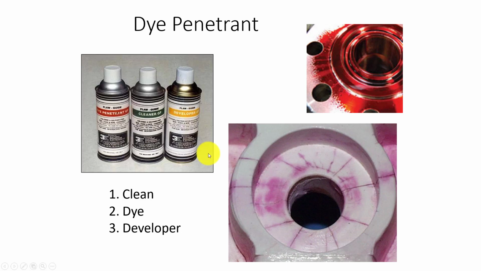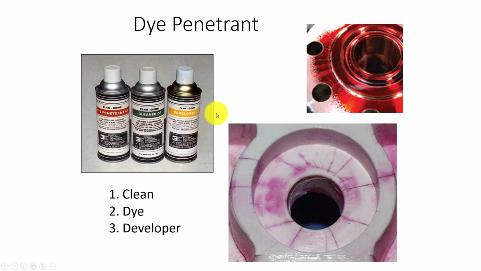So that brings us to another part of the lab that we're going to be doing, which is dye penetrant testing. This is a non-destructive test. We're going to be taking some of our coupon samples of the alloys. We're going to heat them up to austenite temperature. We're going to quench them in different quench methods. And then what we're going to do is we're going to have these 3 cans of dye penetrant testing.